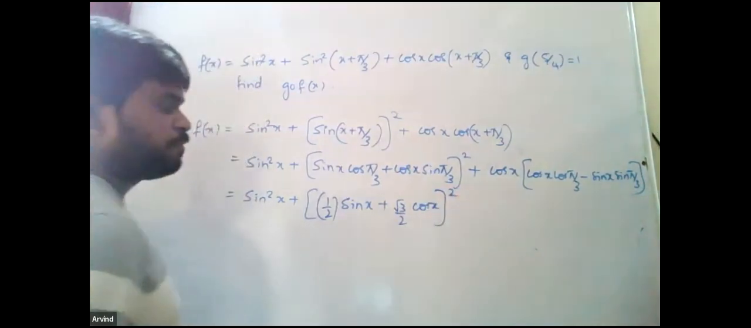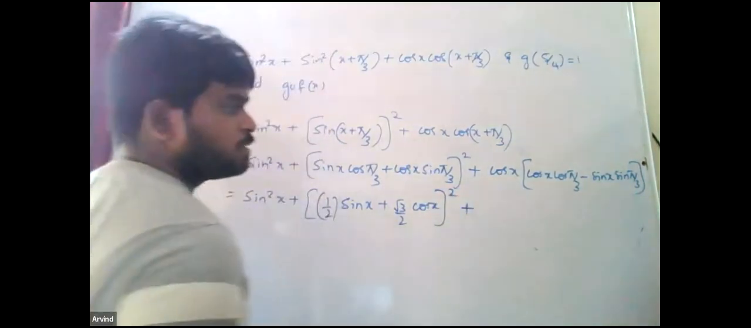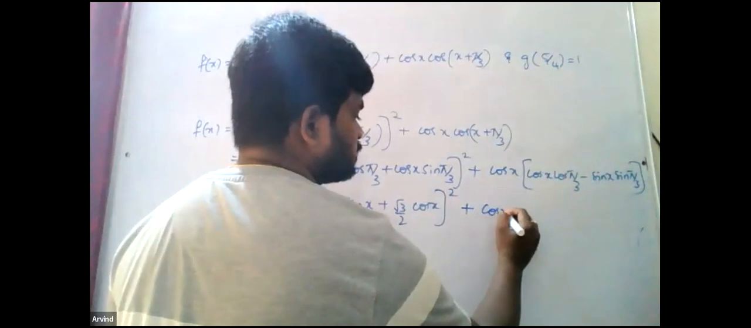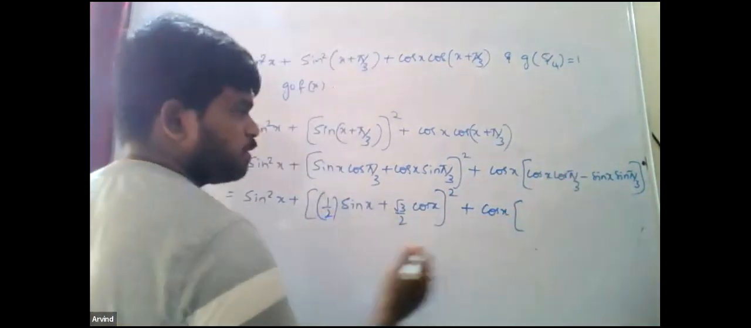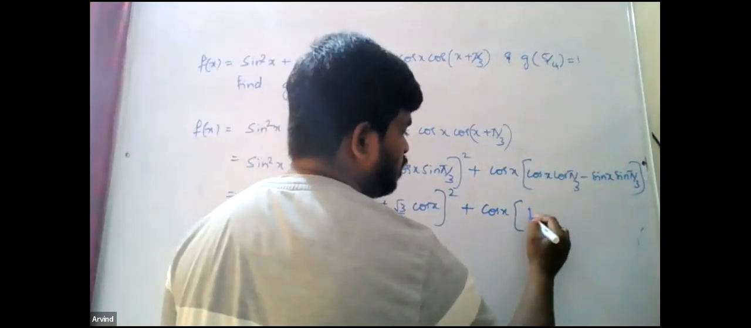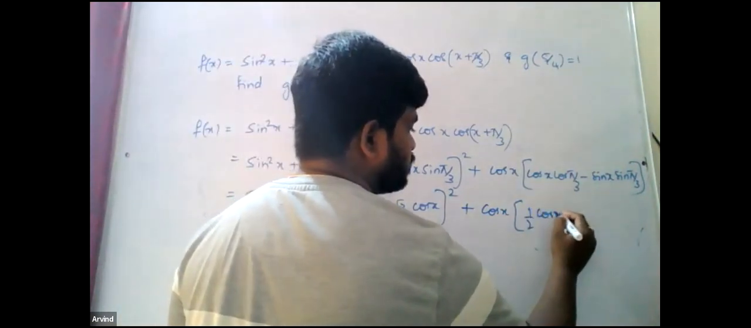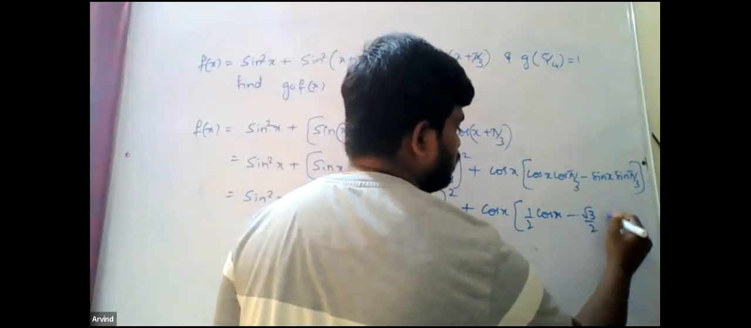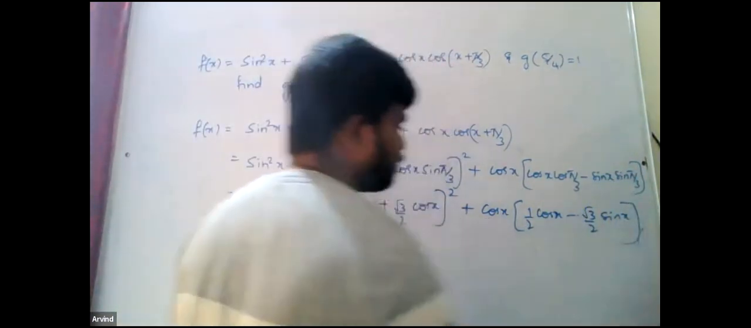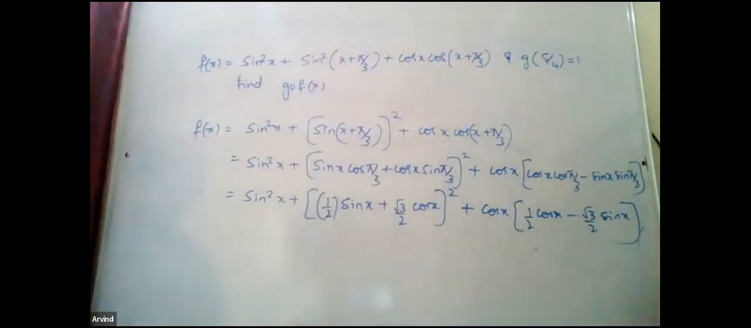The whole square, plus cos x into cos pi by 3. Cos pi by 3 is 1 by 2. So this will become 1 by 2 into cos x minus root 3 by 2 into sin x. Now this is in the formula of A plus B the whole square.